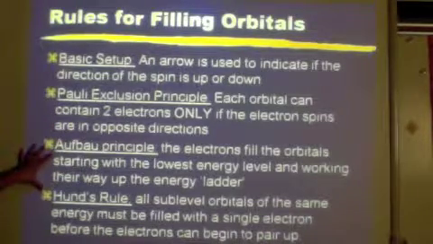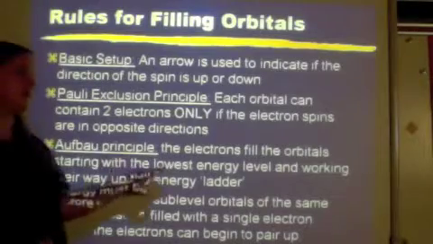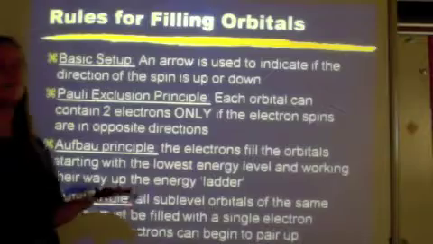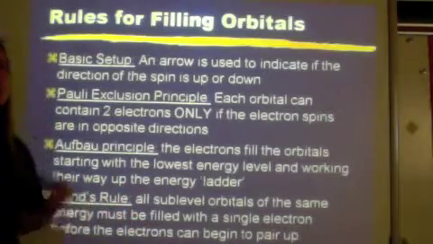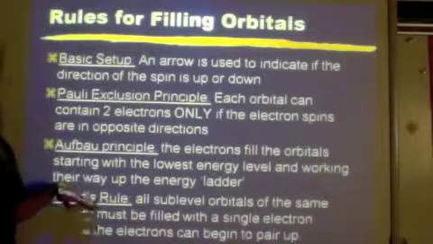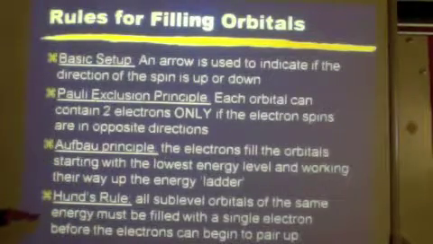Then you have Aufbau principle. The electrons fill the orbitals starting with the lowest energy level and working their way up the energy ladder. Just like climbing a ladder in general, it's not like you're going to jump up to the 5th thing to climb up the ladder. You're always going to start at the bottom and work your way up. The electrons are the same way. They start at the lowest, work their way up.